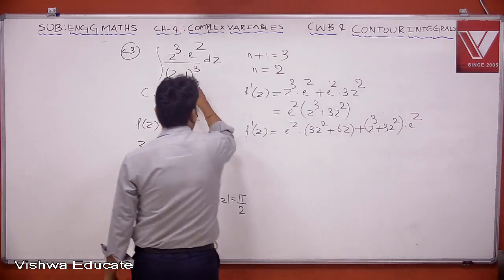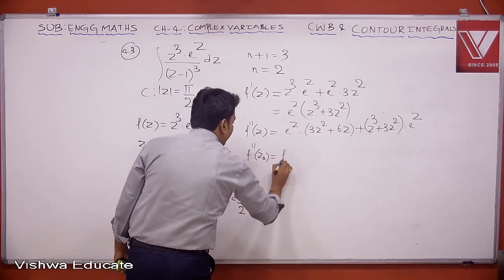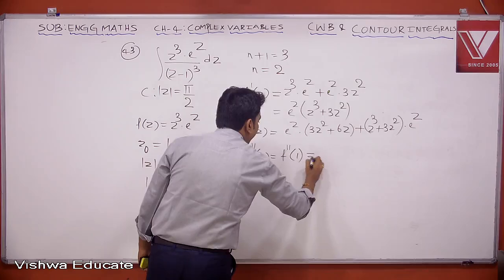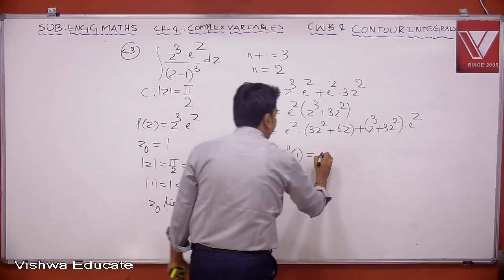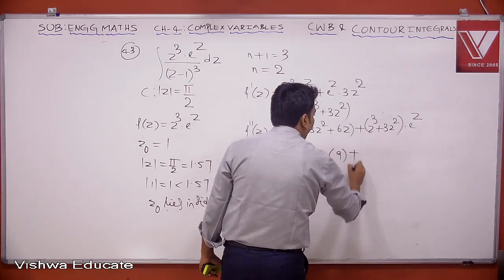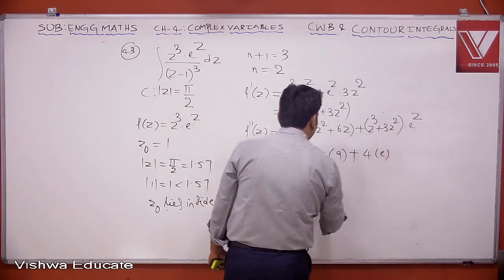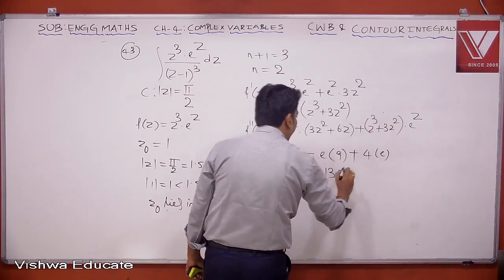But here z0 is 1. So f double dash of z0 is nothing but f double dash of 1. So replace z by 1. This is e times (3 plus 6), this is 9, plus 1 plus 3, 4. So this is 4e. So this is nothing but 13 times e.